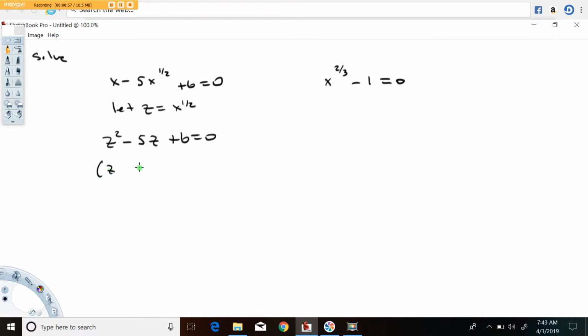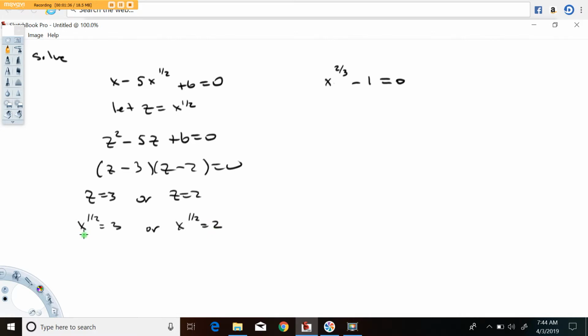In fact, this one kind of looks like it factors. Let's see here. Maybe it doesn't. Oh yeah, z minus 3, z minus 2. Yep, that works. So we've got this thing factored, and now we have two solutions. Z is equal to 3, or z is equal to 2. But remember, z is not what we're after, x is. So we have x to the 1/2 equals 3, or x to the 1/2 equals 2.